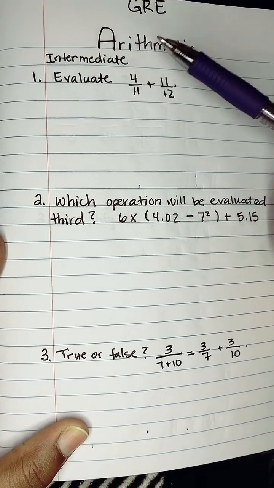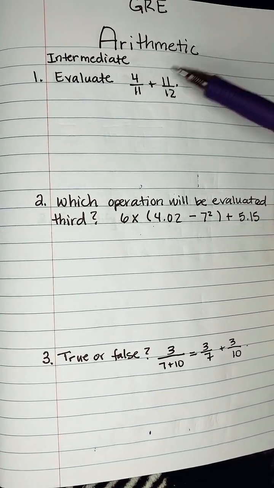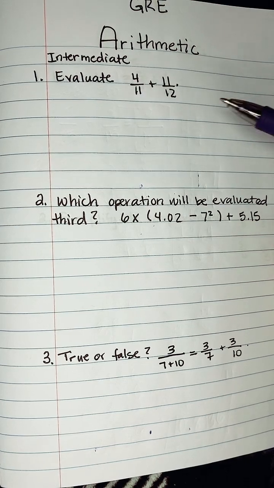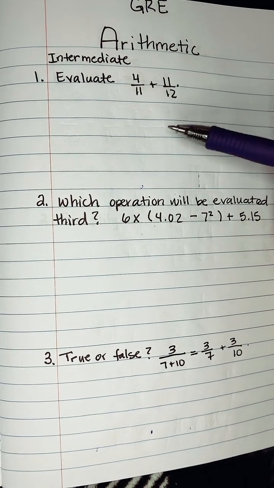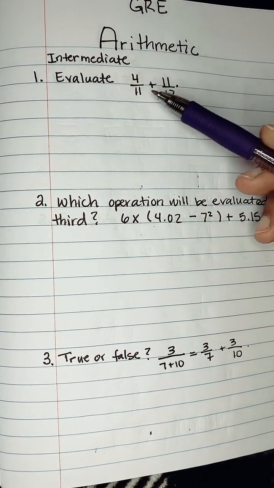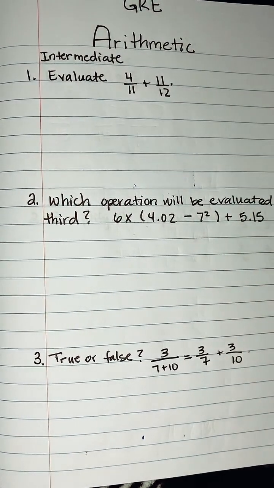So we're at an intermediate level. Now we're going to evaluate 4/11 plus 11 over 12. We need to find our common denominator. Does anybody know what that is?